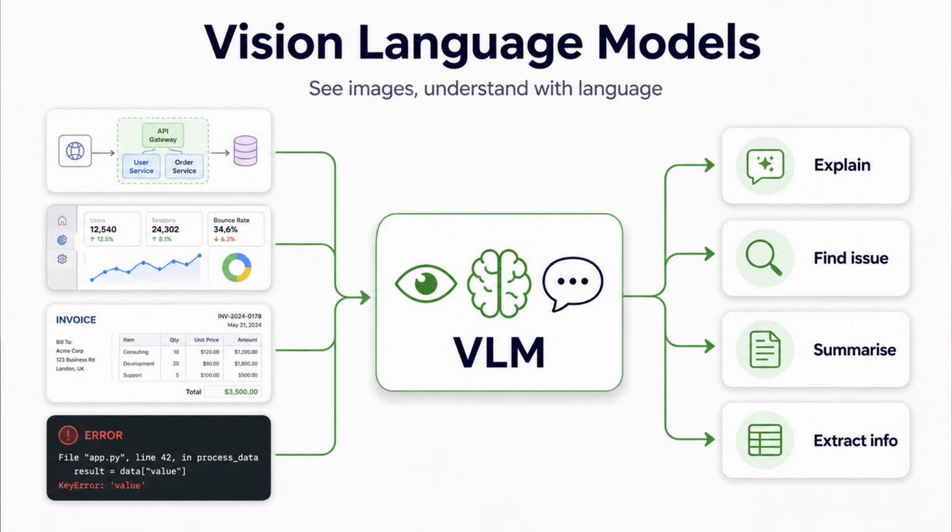So in the previous topic, we discussed multimodal AI in general, where a system can work with different types of information together. A vision language model is more focused, because it specifically combines visual understanding with language reasoning, which means the model can look at an image and then explain or reason about what it sees using natural language. And this becomes extremely useful because many real world problems are visual in nature.